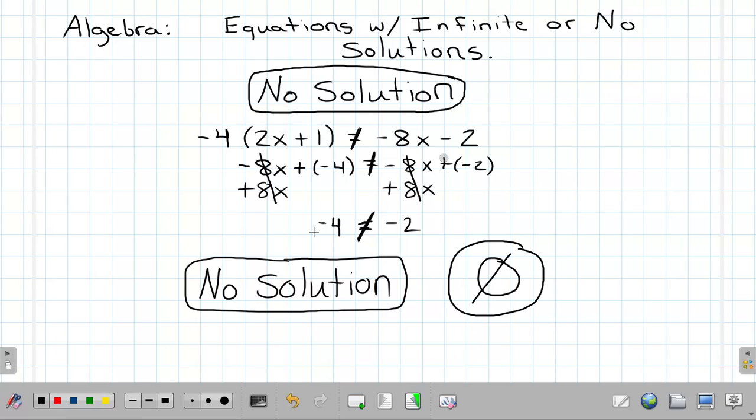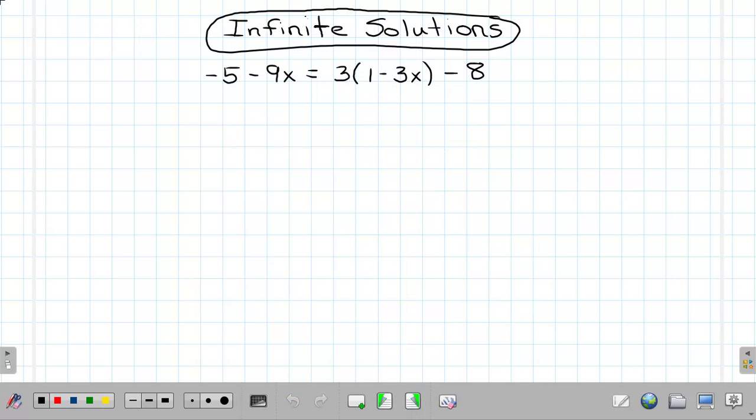These equations work exactly the same. It's just a no solution equation. You get nonsense down here. Okay. Now, when we look at an equation that has infinite solutions, what we mean by that is any number could work in the equation.